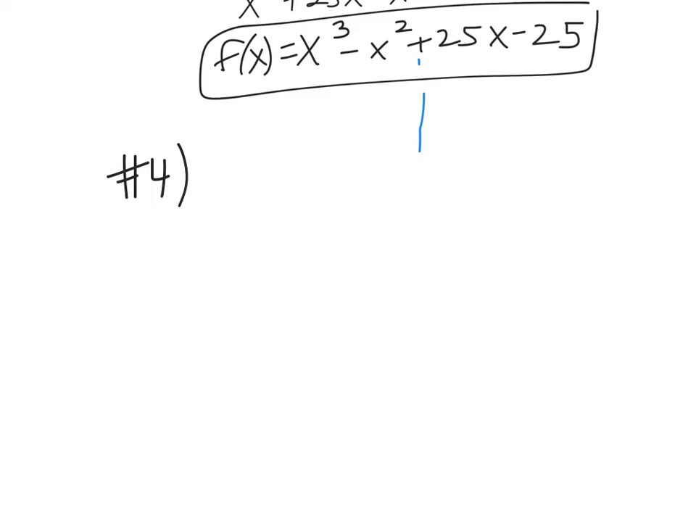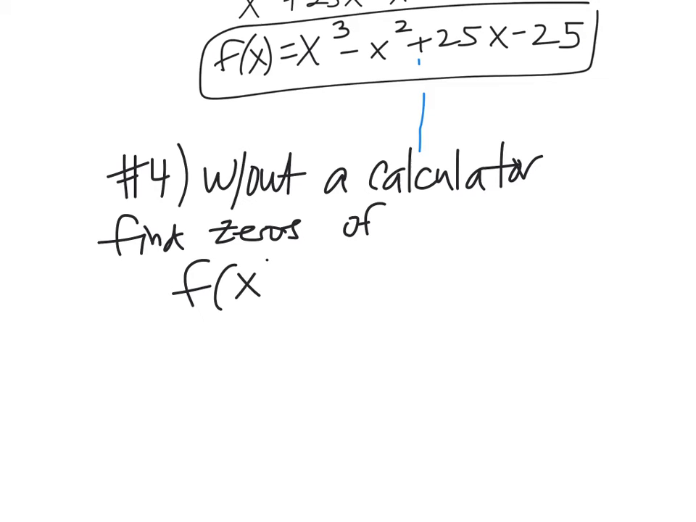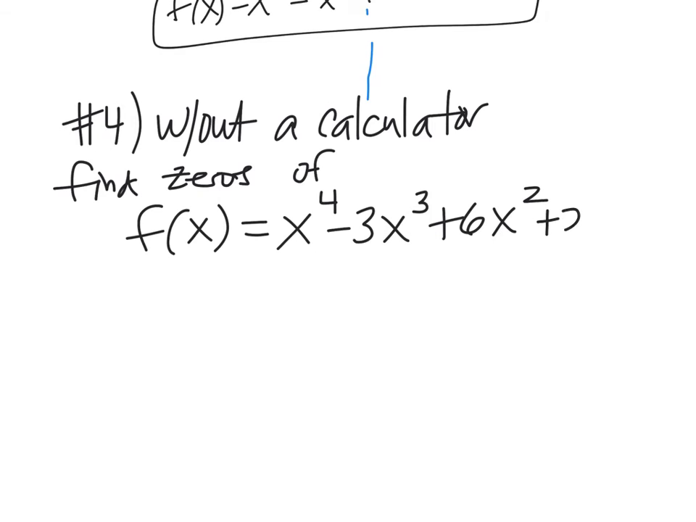Okay, here we go. Without a calculator, find all the zeros of f of x equals x to the fourth minus 3x cubed plus 6x squared plus 2x minus 60. Okay, so this whole section is given the zeros.